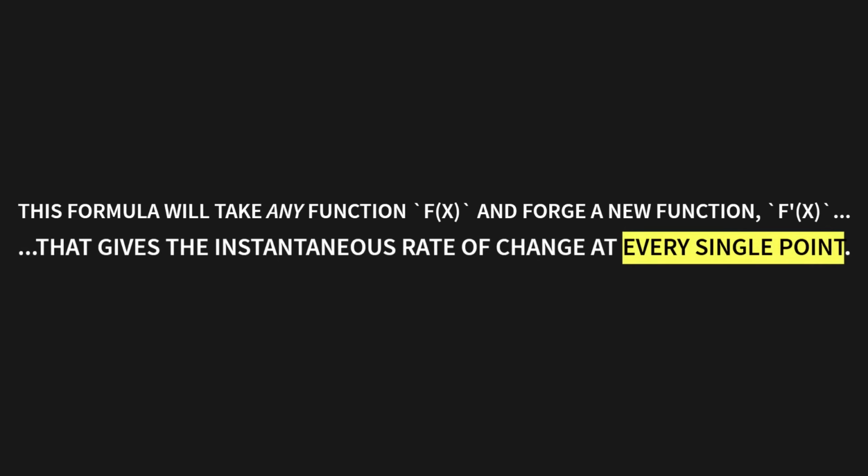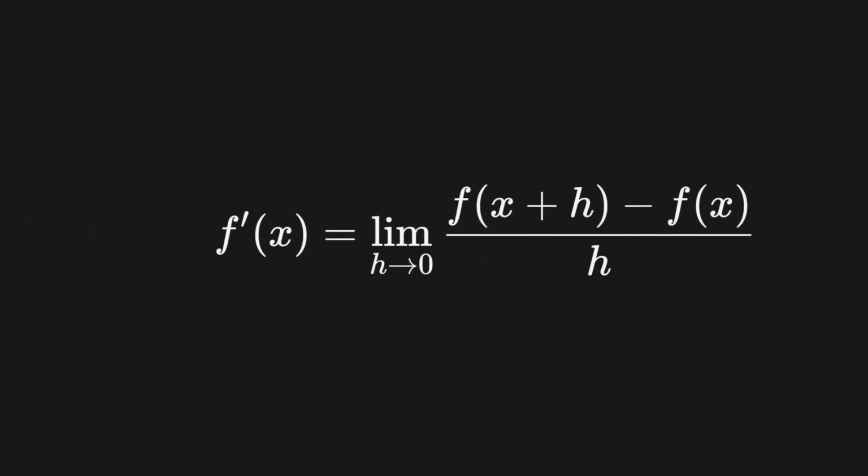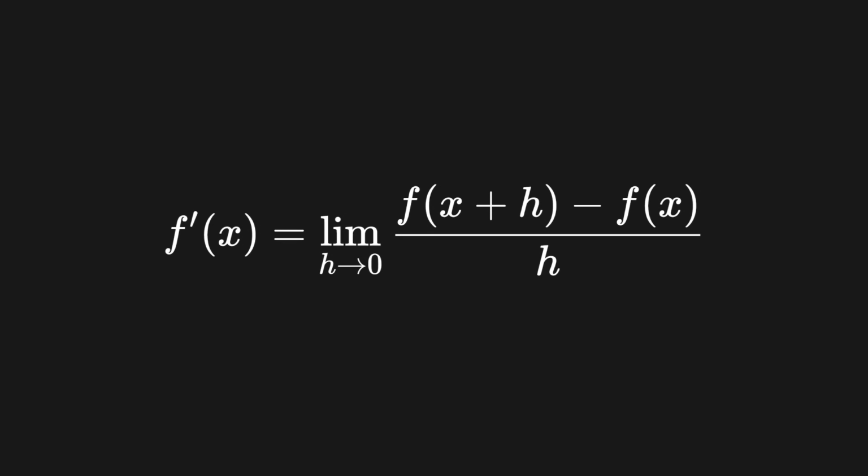We're going to generalize that exact process into a single powerful formula. This formula will take any function, f of x, and forge a new function, f prime of x, that gives the instantaneous rate of change at every single point. This is the master equation of differential calculus. F prime of x equals the limit as h approaches 0 of f of x plus h minus f of x, all divided by h.